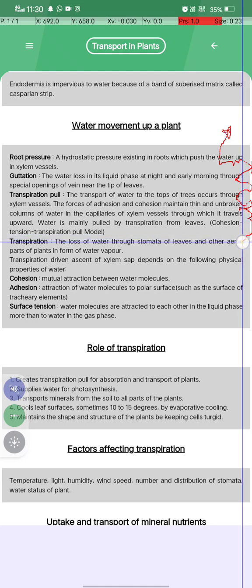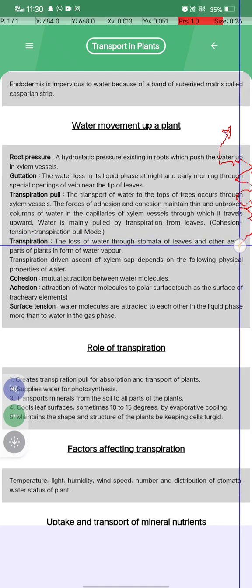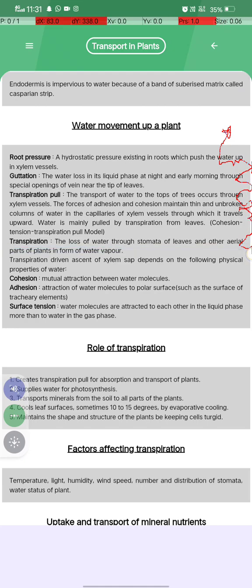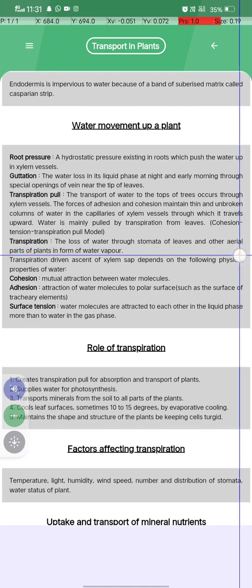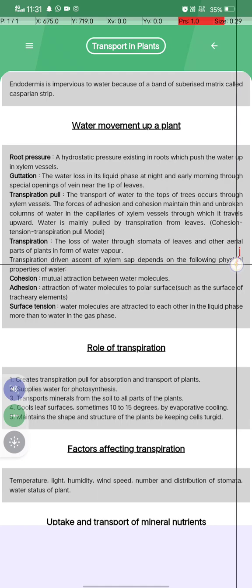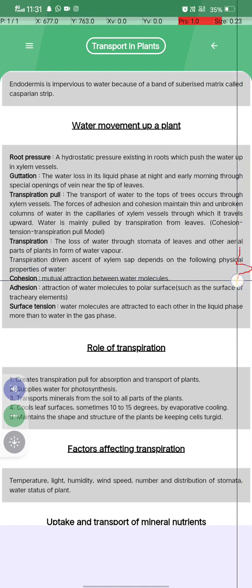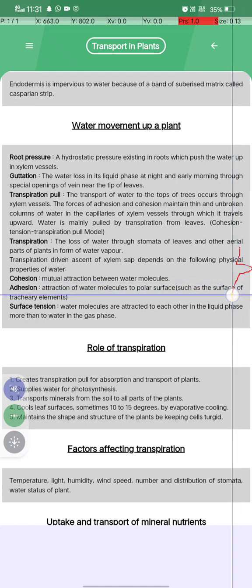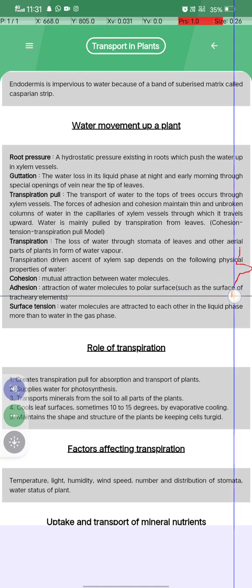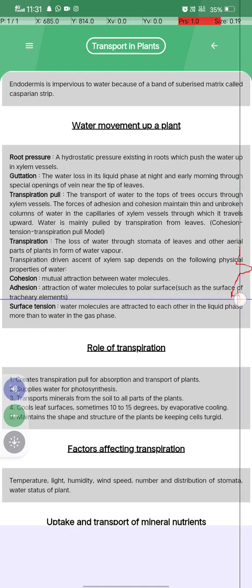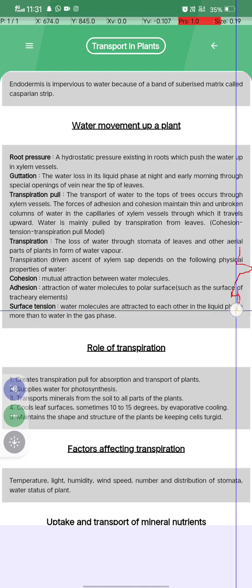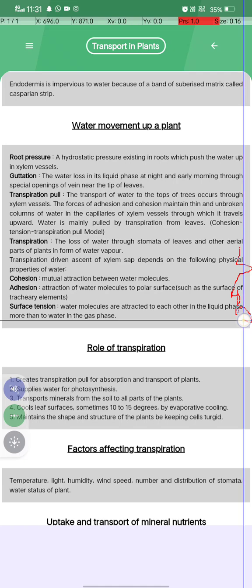Transpiration pull model. Transpiration क्या होता है? Loss of water through the stomata of leaves and other aerial parts of plant in the form of water vapor, and transpiration-driven ascent of xylem sap depends on the following physical properties of water. कोहेशन क्या होता है? म्यूचुअल इंटरफोर्स बिटवीन द मॉलिक्यूल्स. एडेसिव फोर्स क्या होता है? अट्रैक्शन बिटवीन द मॉलिक्यूल्स. Polar surfaces such as surface trachyate and surface water molecules attract each other in the liquid phase more than in the water and in the gas phase.